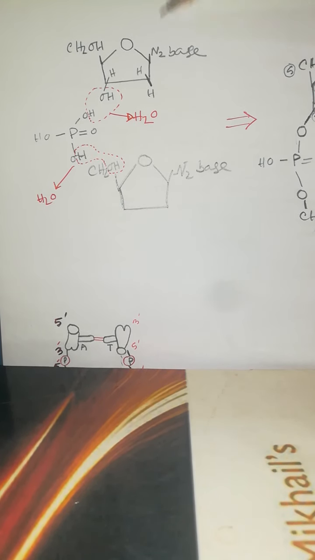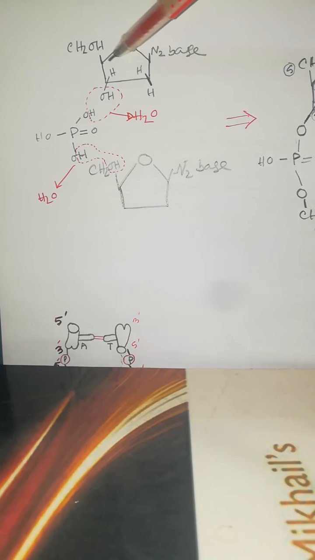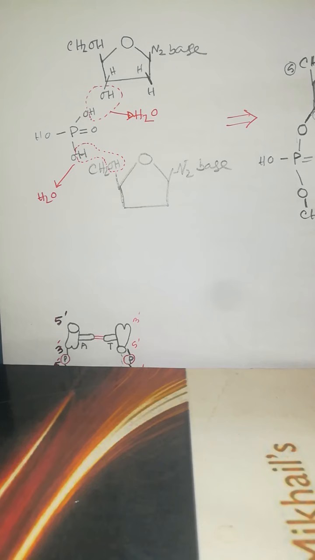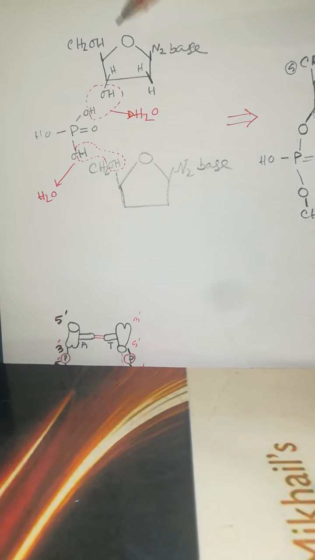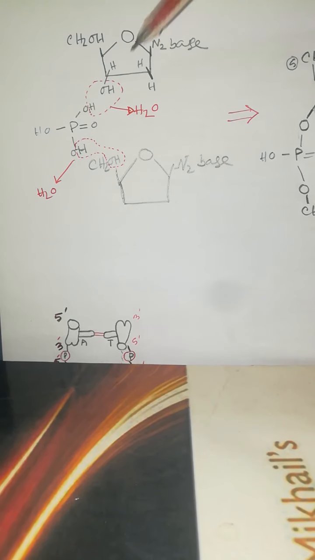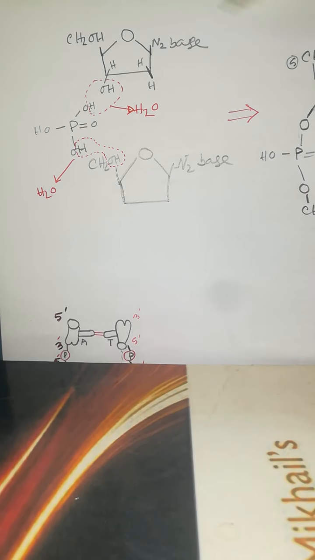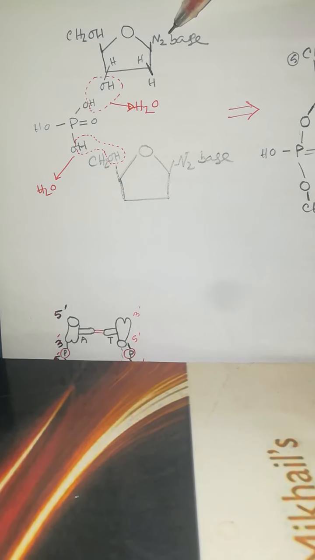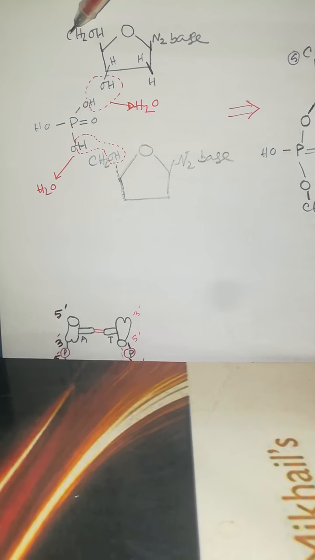This is the nitrogenous base. This is ribose sugar, a 5-carbon ribose sugar. Nitrogenous base with ribose sugar is called a nucleoside. If we add phosphate to this fifth carbon, it is called a nucleotide. So nitrogenous base plus ribose sugar is a nucleoside, and when we add phosphate at this carbon, it is called a nucleotide.